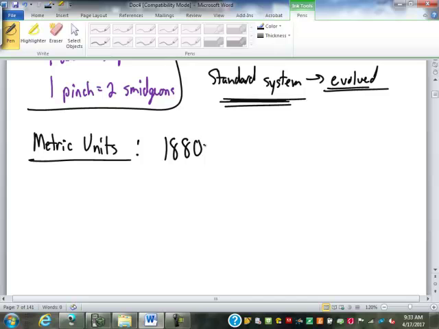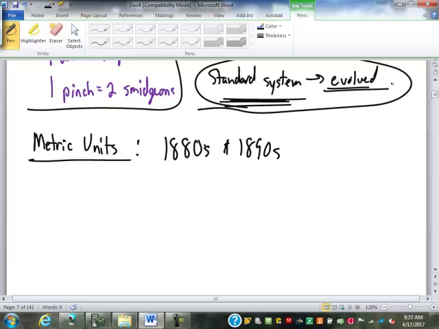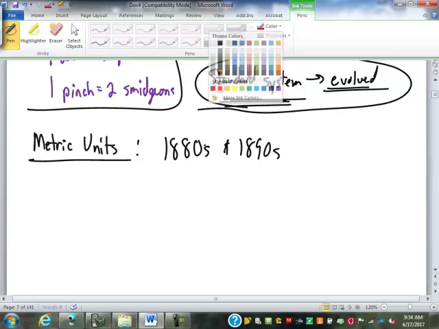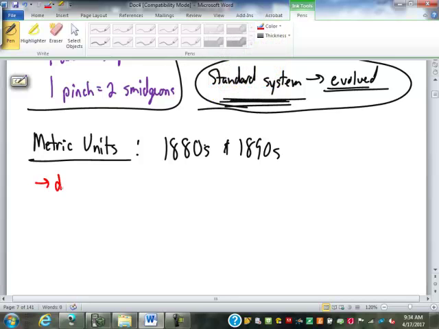The metric system was developed in the late 1800s, in the late 1880s and 1890s. So it's only been around for about 130 years at this point. And the metric system had the benefit of having watched the standard system literally for thousands of years. They saw the things that worked well in it. They saw the things that did not work well. They saw the things that could very easily be improved on, things that could be adjusted to make it simpler. So the metric system is a designed system.